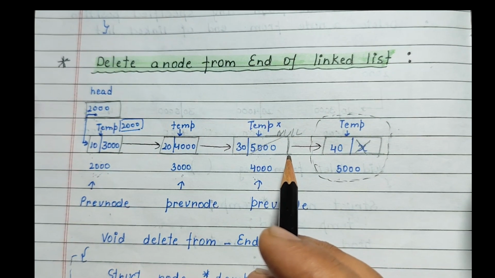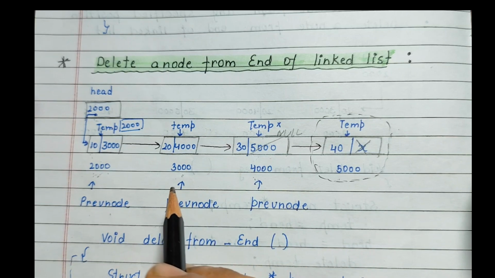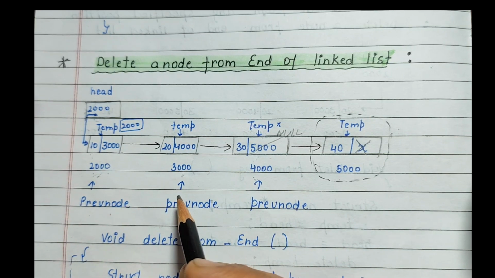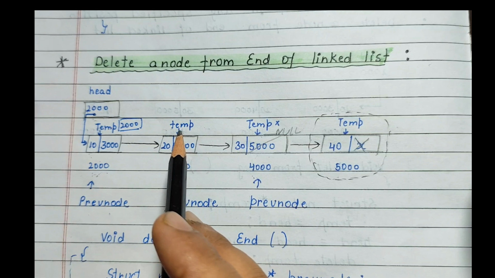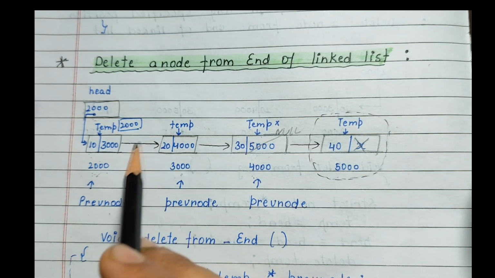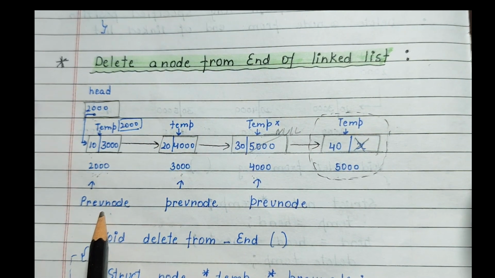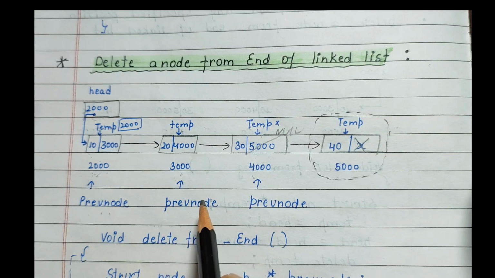So for performing this operation, I create two pointers here. First pointer is temp and another pointer is previous node. So now we discuss by code how I perform this operation.